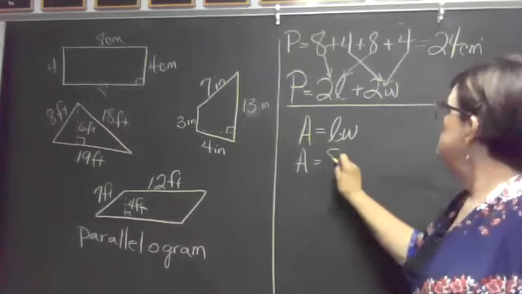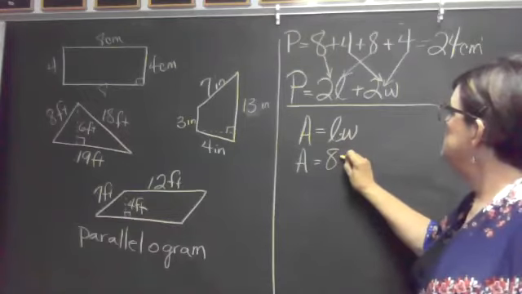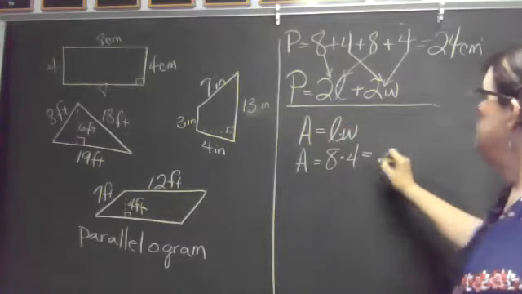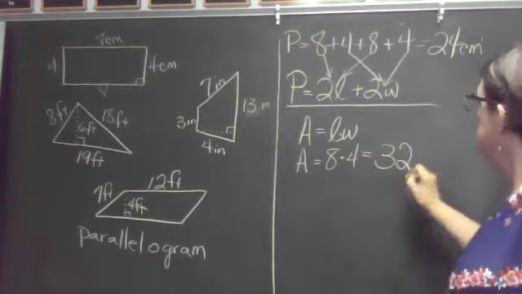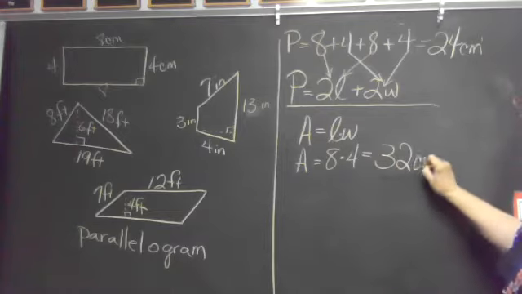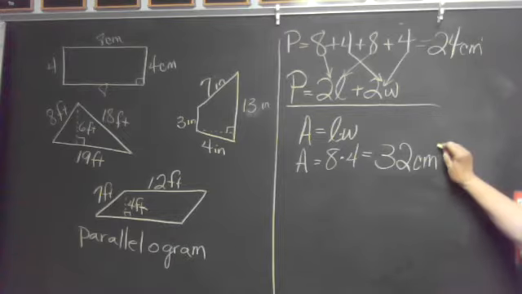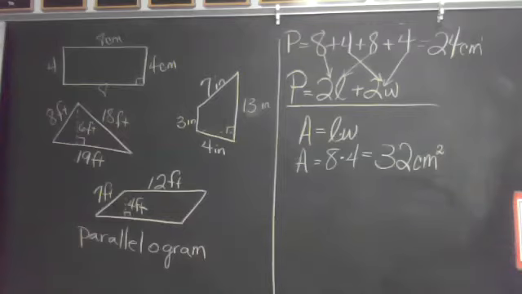The length is 8. We know there's a times, and then the width is 4. And so our area is going to be 32. We're working with centimeters, but we found out that area is two-dimensional. So we're going to use a squared for anything that has area. Later, we're even going to work with surface area, and that will be squared also, of squared units. Any questions on the rectangle?